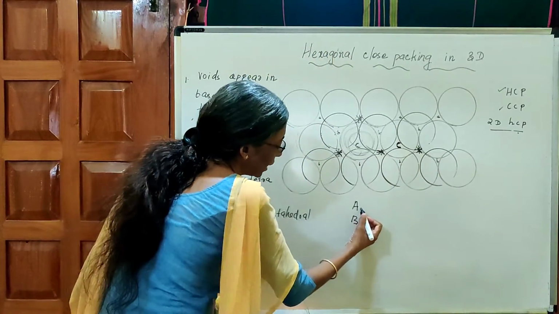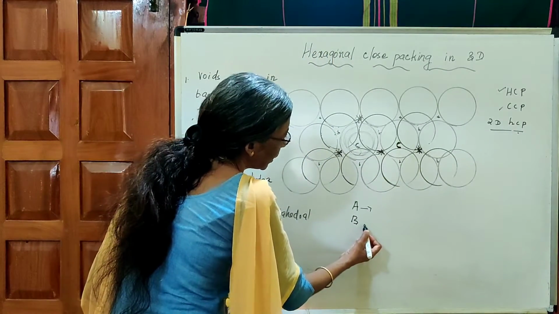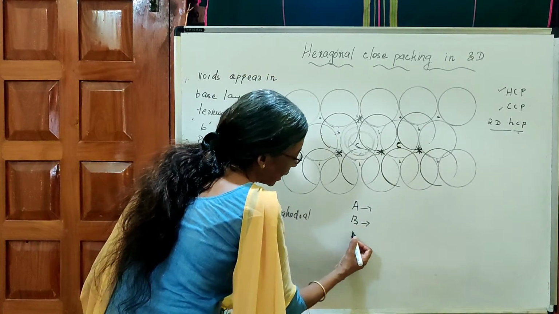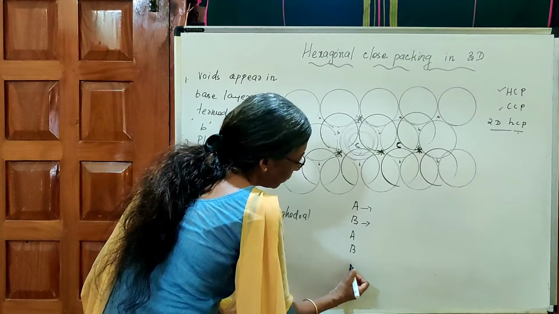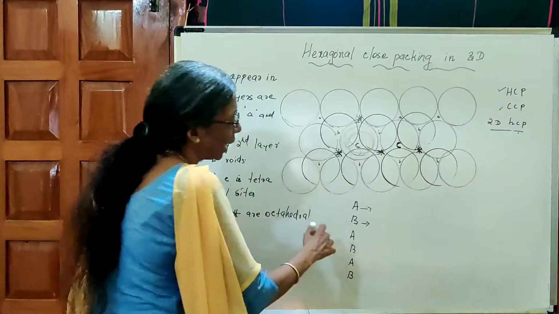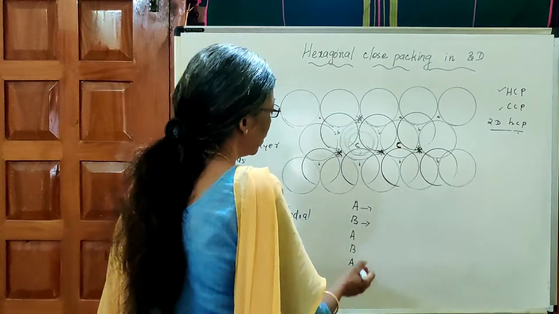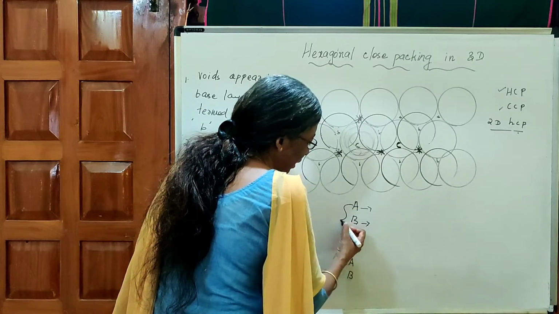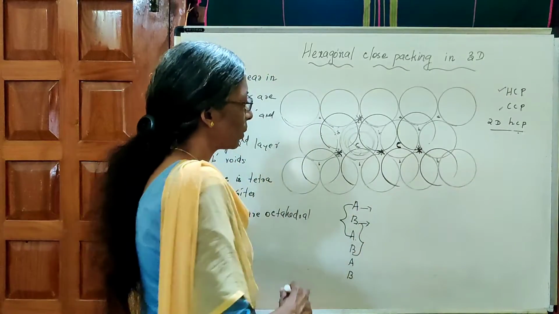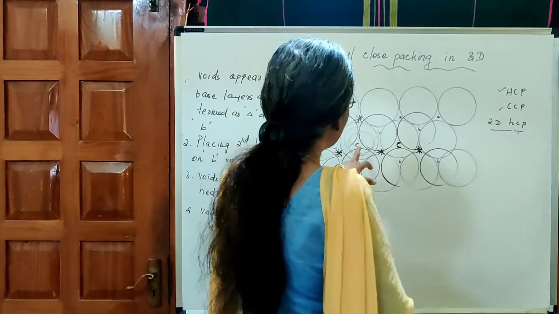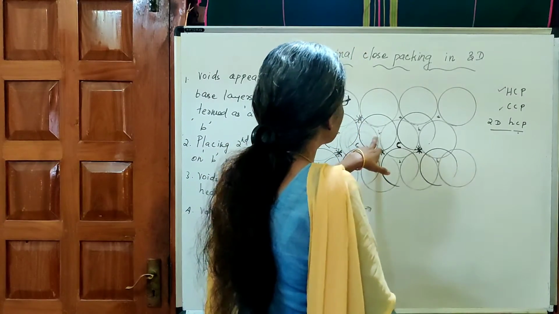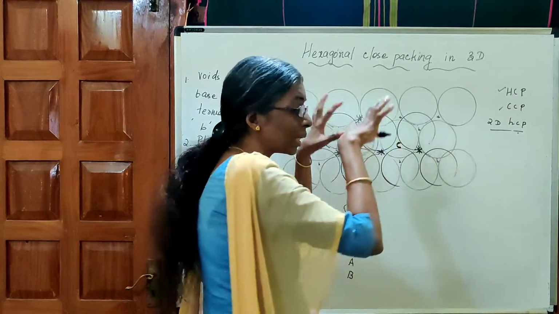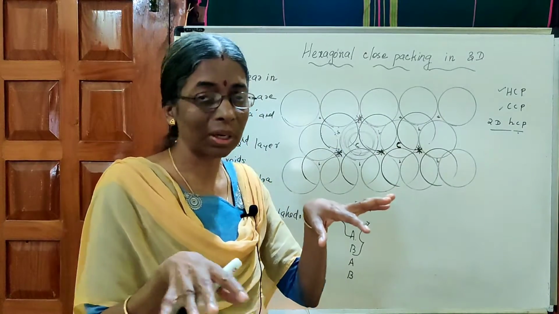So that is the A structure, and the next one coming here is the B structure. Then what comes here? A. So A, B, and like that it goes on. The first layer, then the second layer, then the first layer is repeated, these are aligned. Now the C is the tetrahedral layer, not this B. This B already exists in the first layer, so remember this, not B.